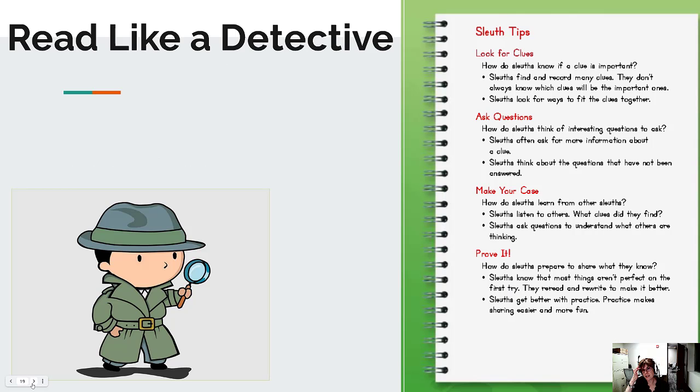And when we read like a detective, we're going to look for clues. Today you're going to look for clues to help you know the order of events in the passage that we're going to read. And you're going to also ask questions, such as what happens first, what happens second, and so on. And then you're going to make your case and prove it. And you're going to be able to restate the sequence of events in the passage.